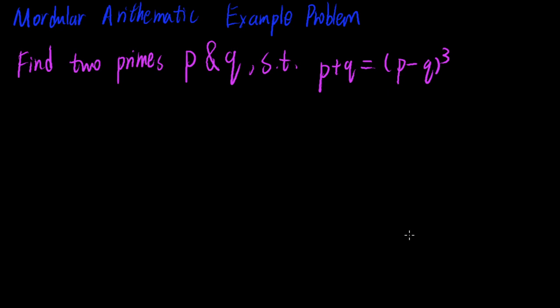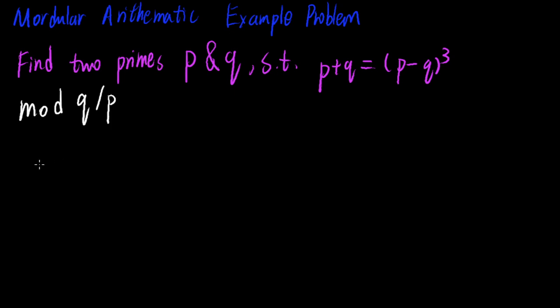For example, this problem: we need to find the two primes p and q such that p plus q is equal to p minus 2q to the power of 3. And we think that we may solve this problem using modular arithmetic, right? And the difficulty in solving this problem is choosing which number we want to mod. We want to mod q or mod p or mod anything else. And we can have some try, right?